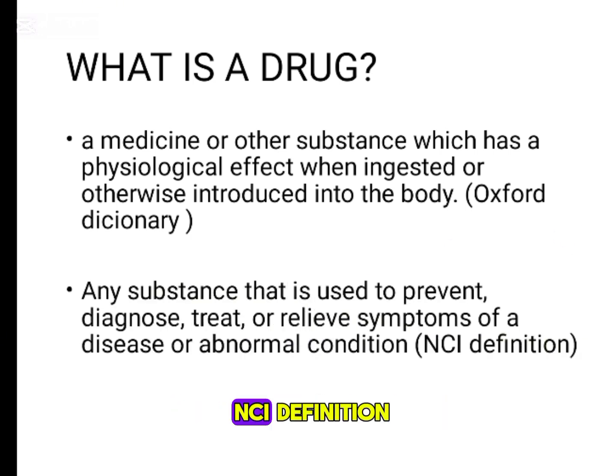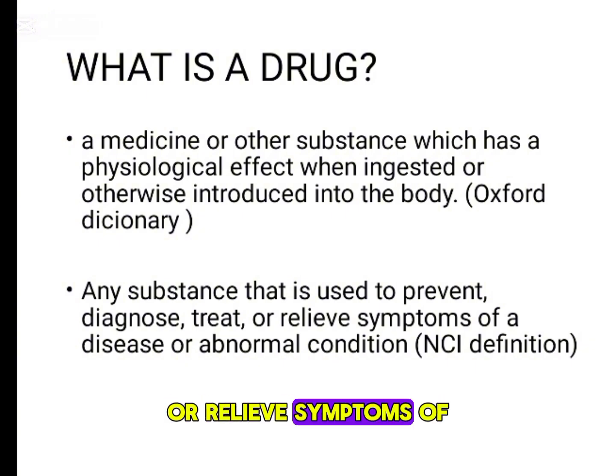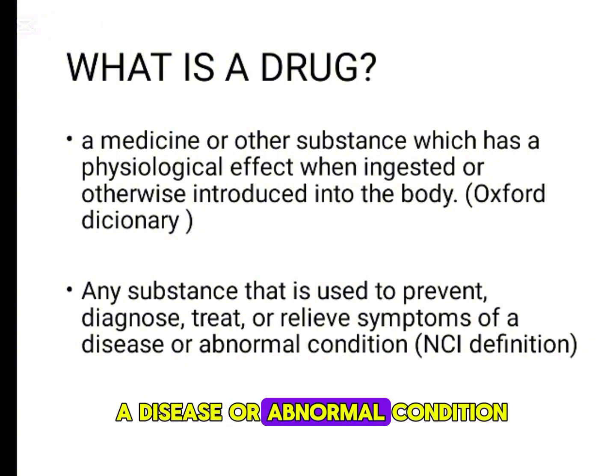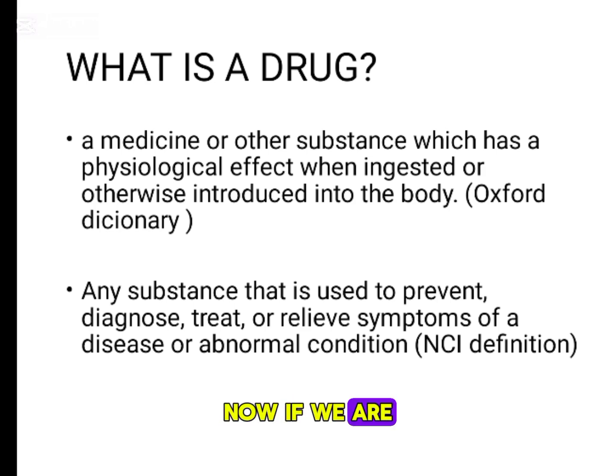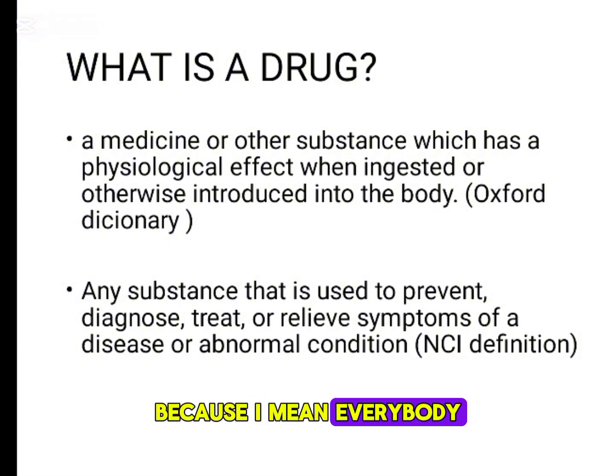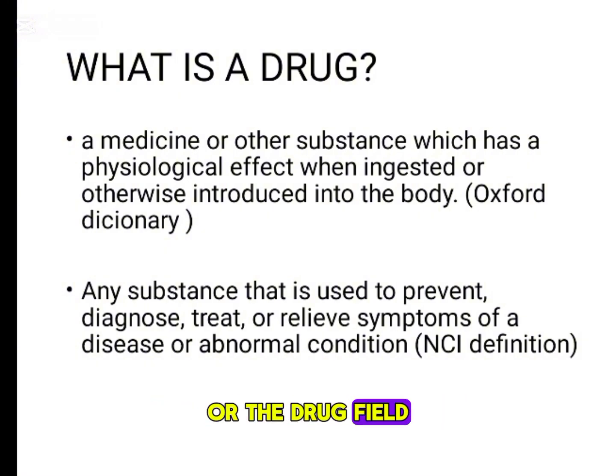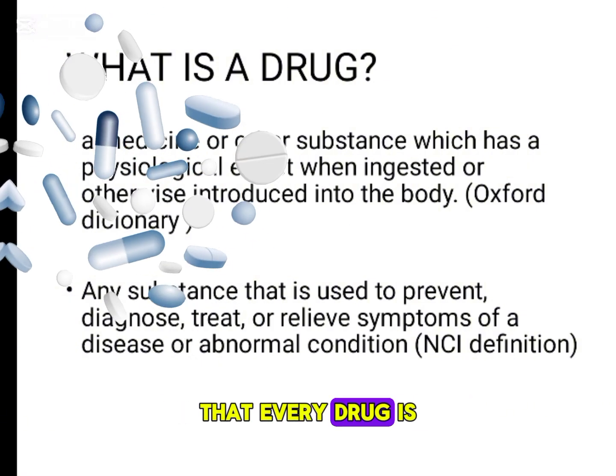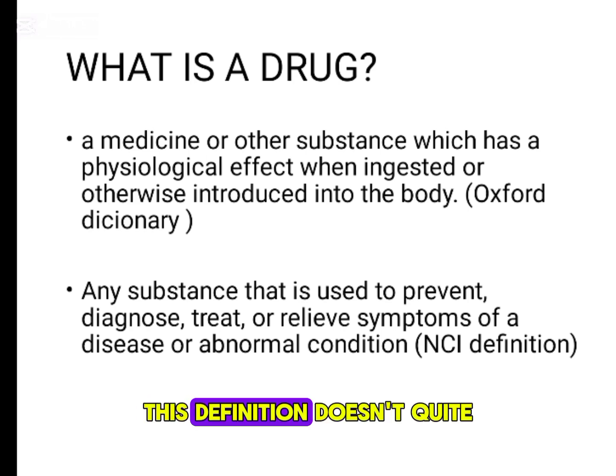The NCI definition says a drug is any substance that is used to prevent, diagnose, treat, or relieve symptoms of a disease or abnormal condition. Now, if we are to go by this definition, it would mean that drugs can only do good things for you, because everybody who is into the drug study or the drug field knows one thing for sure, that every drug is a poison. So this definition doesn't quite hit the nail on the head.